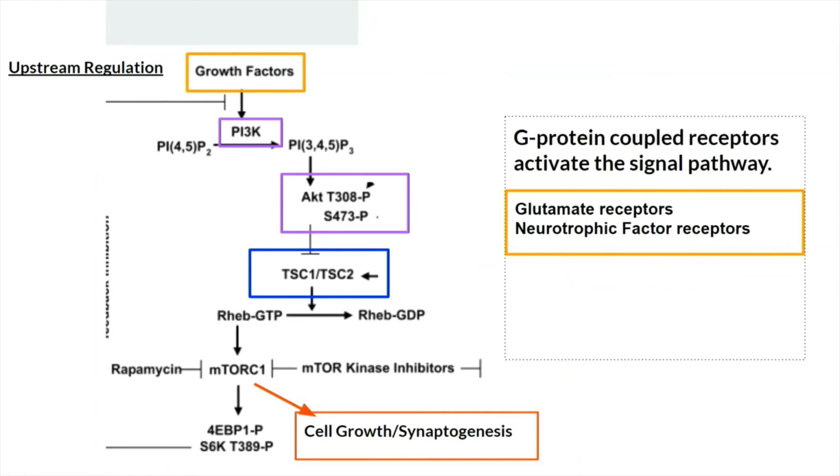Metabotropic receptors initiate this phosphorylation cascade. One receptor that activates this pathway is neurotrophic factor receptors. Neurotrophic factors, like brain-derived neurotrophic factor, stimulate neuron growth. Interestingly, glutamate receptors also activate this pathway. Glutamate is the most common excitatory neurotransmitter in the central nervous system. Neural stimulation can induce synapse formation.